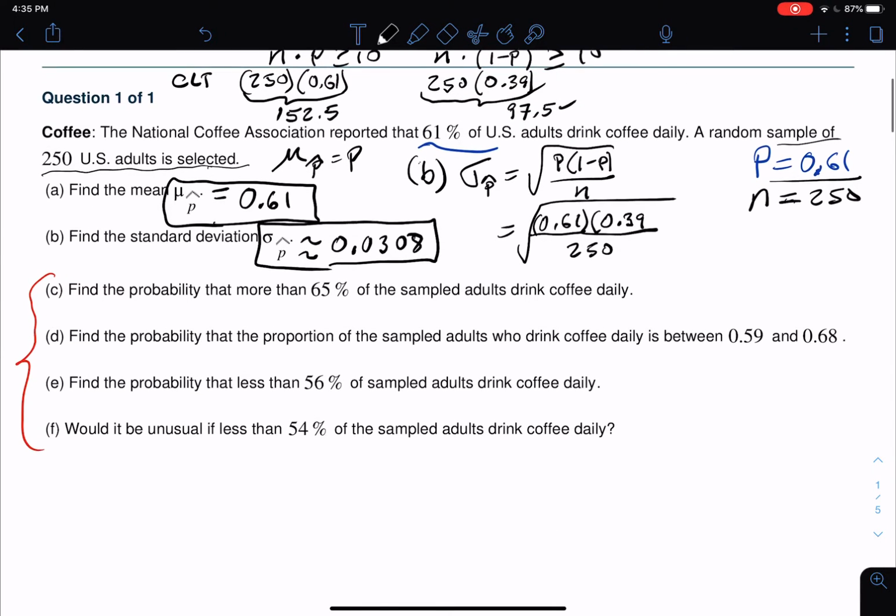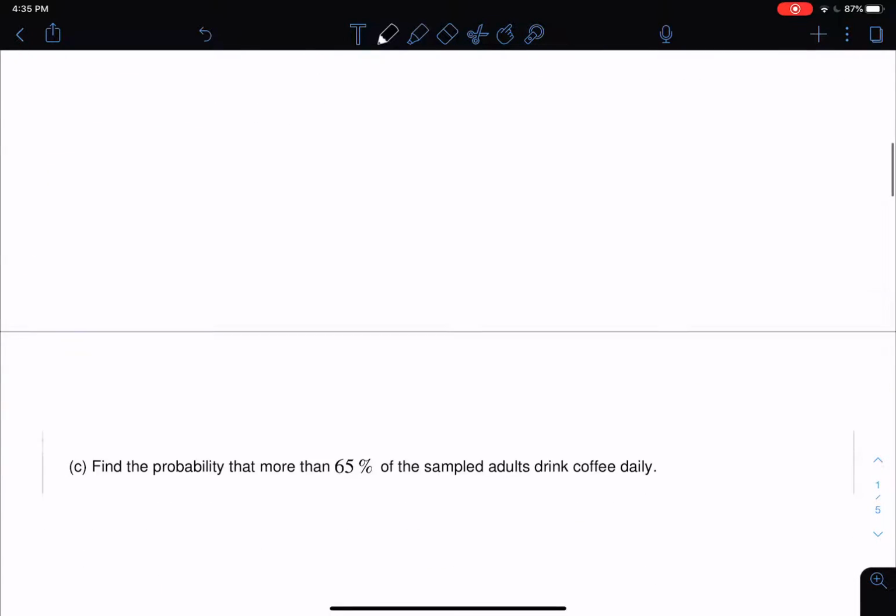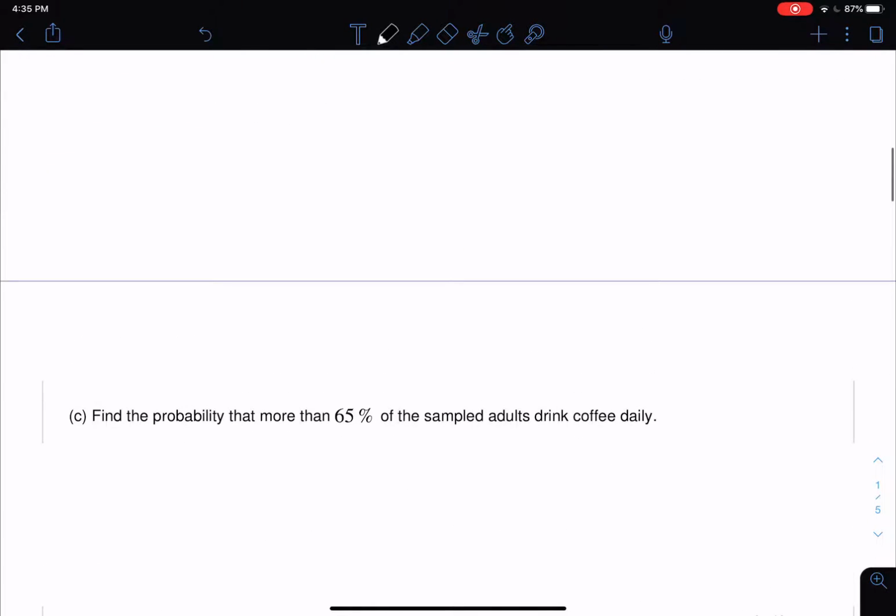Okay, so now let's go ahead and work these other problems. See down here, I kind of made some space. So what are some of the values that we need for this? Well, we need to know that p equals 0.61, the population proportion. We had our sample size is 250.